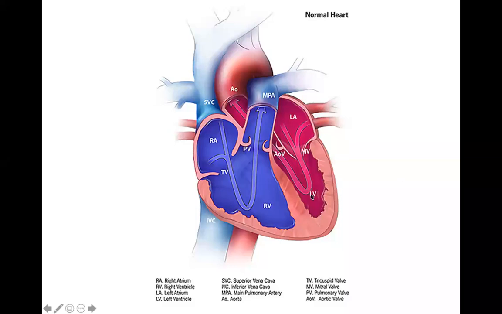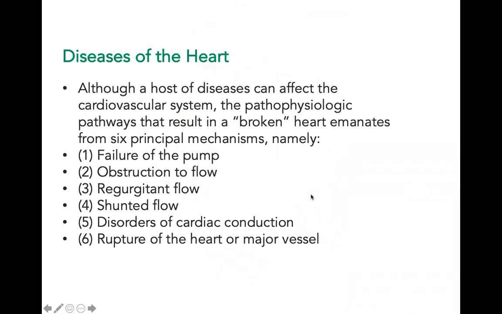Alright, so let's start off first with the disease of the heart. So remember that although different diseases can affect the cardiovascular system, yung pathophysiology pathways of the diseases of the heart are broken down into the following 6 principal mechanisms, namely, number 1 is failure of the pump, since the blood is pumped by the heart. All right, so merong failure of the pump, merong obstruction of flow. So remember, isang flow lang yan. This is a one-way flow lang. So ibig sabihin, forward flow lang siya, walang balik-balik or walang reverse flow.